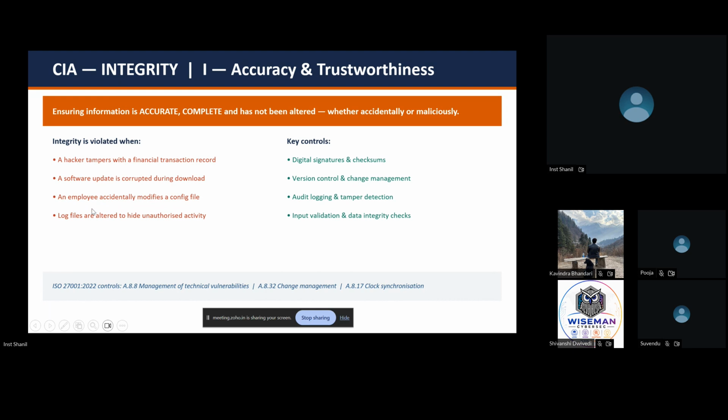If an employee accidentally modifies a configuration file, we should have audit logging and tamper detection. How it helps is if you have proper audit logging, every change would be recorded. So if you later identify that a change was made which was incorrect, you can go back to the earlier logs and restore the earlier file, which was the correct version. Log files are altered to hide unauthorized activity. So what happens if a log file itself is altered? You have to have input validation and data integrity checks to validate that there is no unauthorized activity or any alteration to the log files being done.